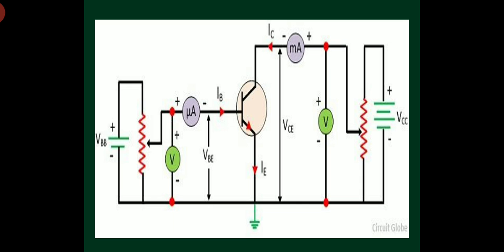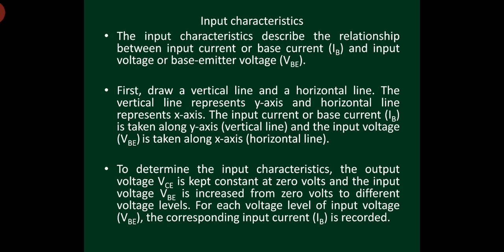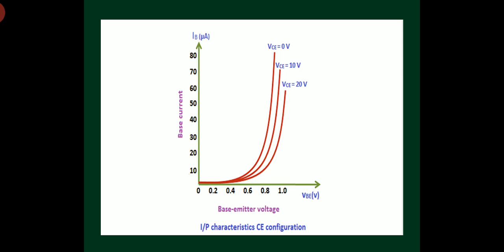So to determine the input characteristics, output voltage is kept constant at 0 level, let us suppose, and the input voltage VBE is increased from 0 volts to different voltage levels. For each value of input voltage level, note the corresponding reading of IB, okay, and plot it on the graph. So I will get characteristics like this.